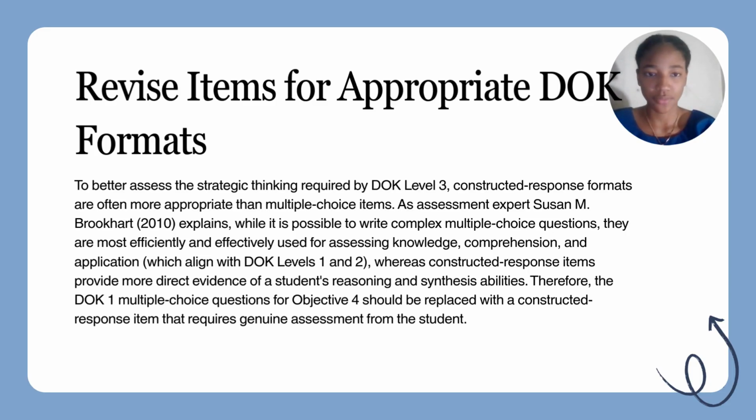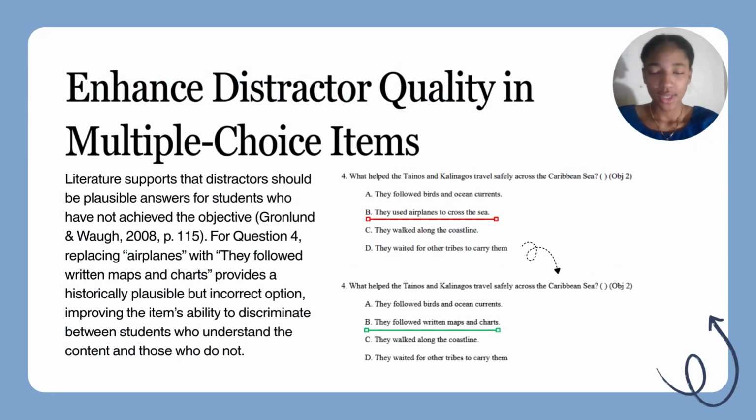assessment from the student. Our third recommendation is to enhance the structure quality in multiple choice items. Literature supports that the structure should be plausible answers for students who have not achieved the objective. This is from Granlund and Wall 2008. If you take a look to your right, for question 4, an option reads "they used airplanes to cross the sea." Replacing that with "they followed written maps and charts" provides an historically plausible but incorrect option. This improves the item's ability to discriminate between students who understand the content and those who do not.